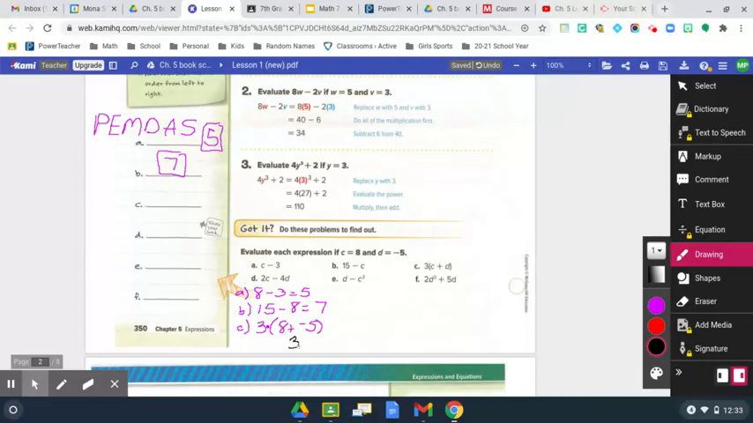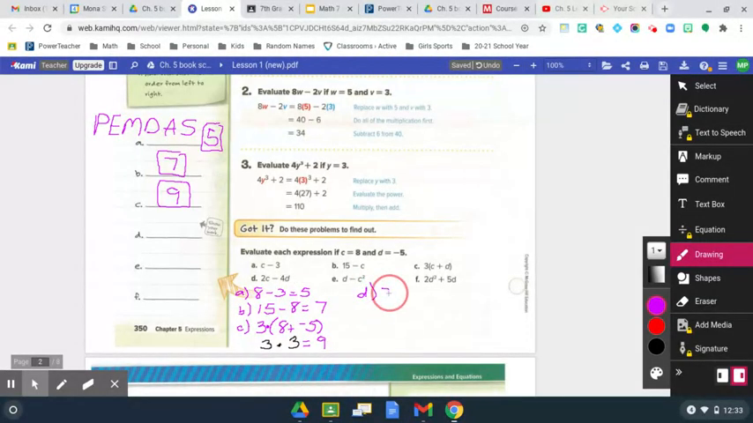Now I'm going to take that 3 and I'm now going to finish my order of operations and I'm going to multiply it by the 3 on the outside. 3 times 3, I have a final answer of 9. So letter C, after I've evaluated that expression, final answer of 9. Letter D, 2C minus 4D.